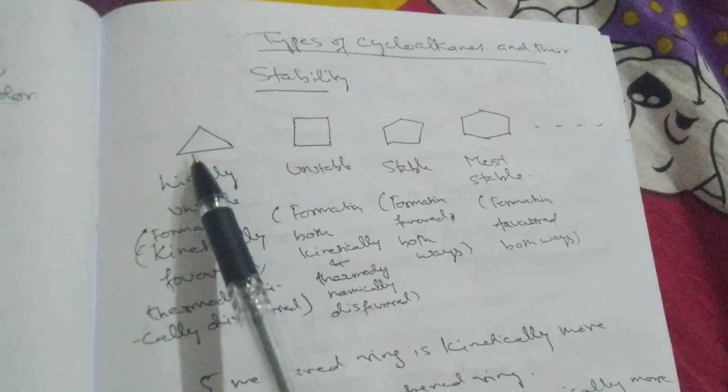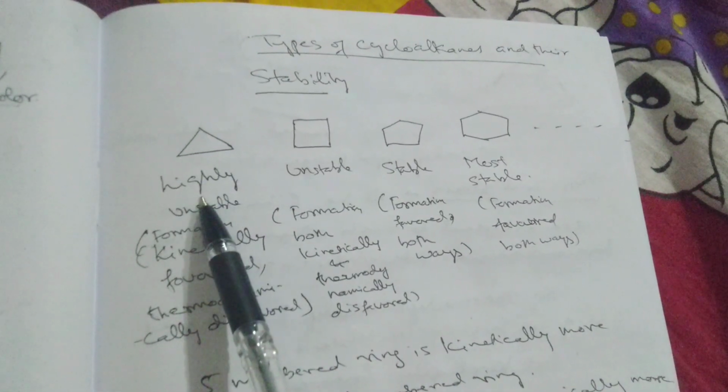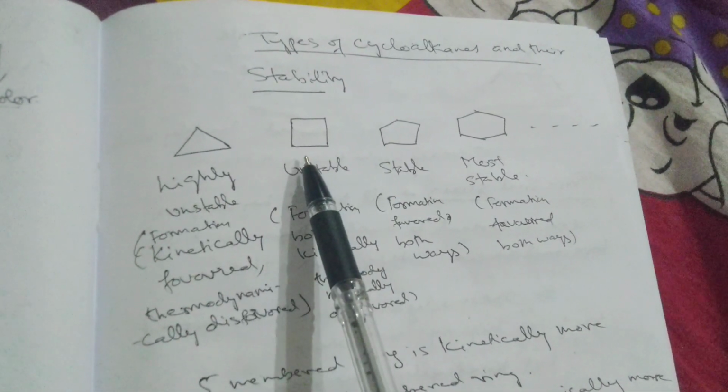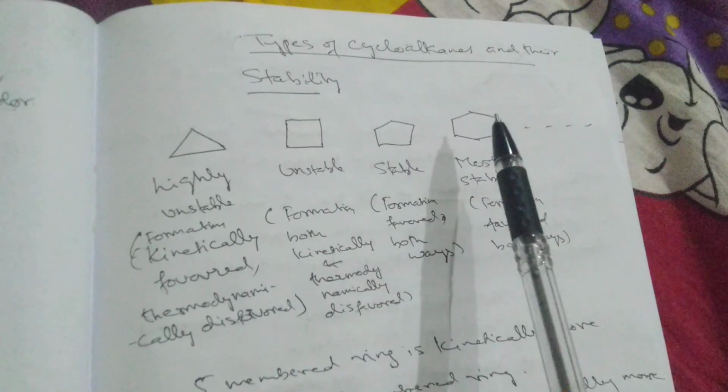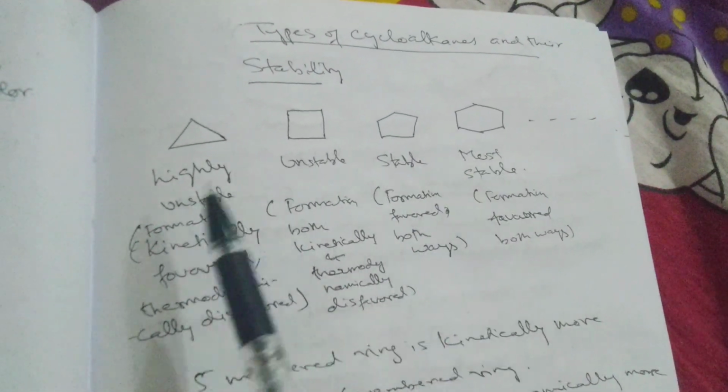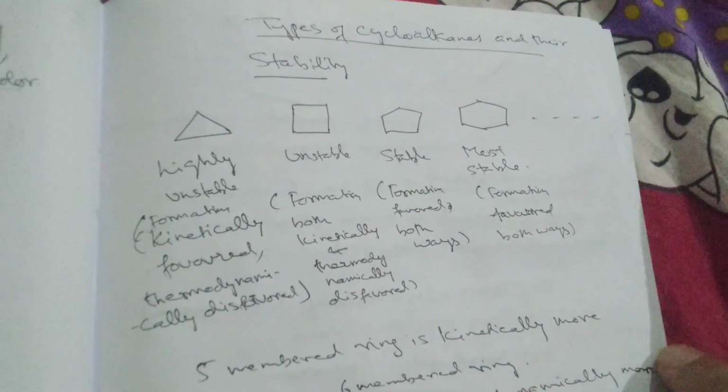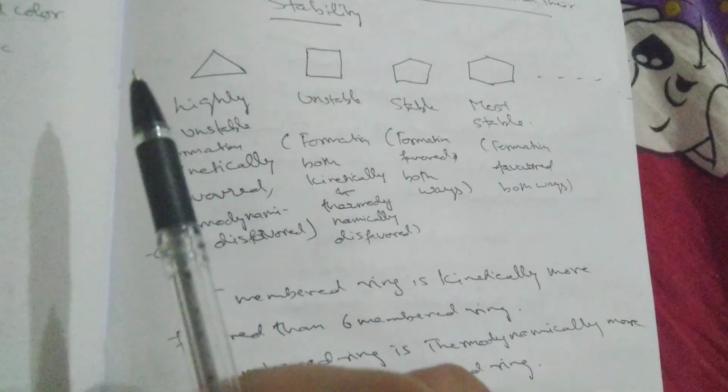The 3-membered ring is highly unstable. The 4-membered ring is also very unstable. The 5-membered ring is quite stable. The most stable is the 6-membered ring. But the 3-membered ring is kinetically favored, that means its formation happens very fast.